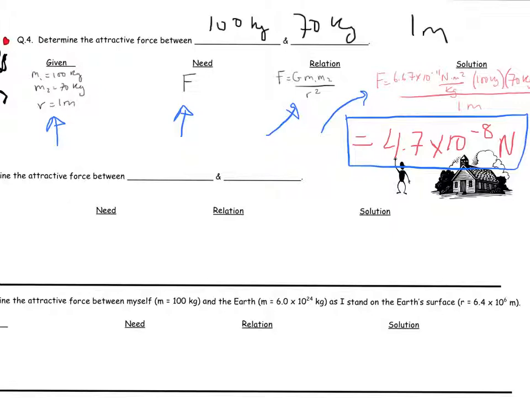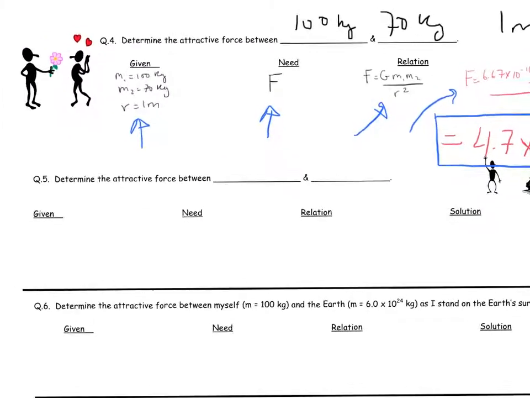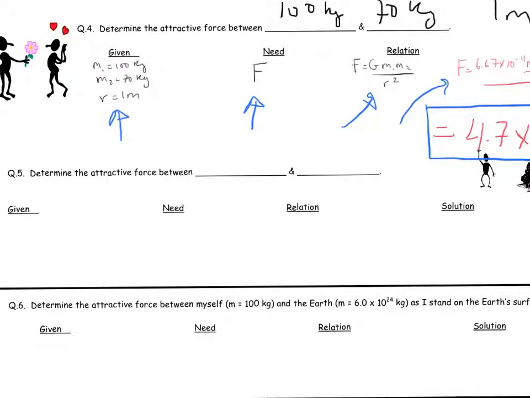Alright, so now let's look at the next problem. This is one that we did not get to. It says, determine the attractive force between blank and blank. So let's just pick a 100 kilogram person, and something really massive, like a building, which would probably be like 1 times 10 to the 6th kilograms. Make sure that you use the EE button on your calculator. So again, start setting it up. You can certainly pause the video while you're setting up the equation.